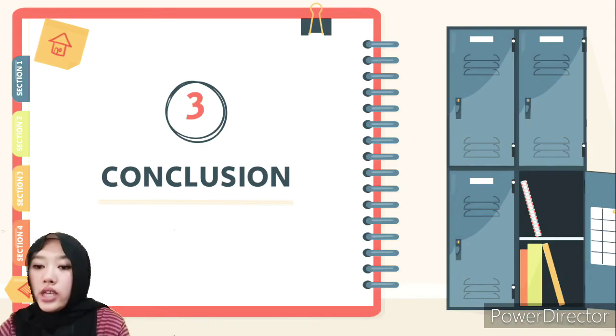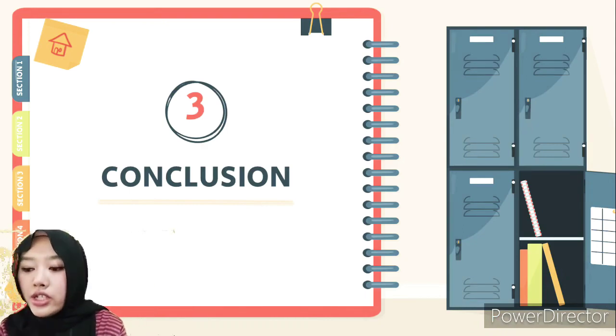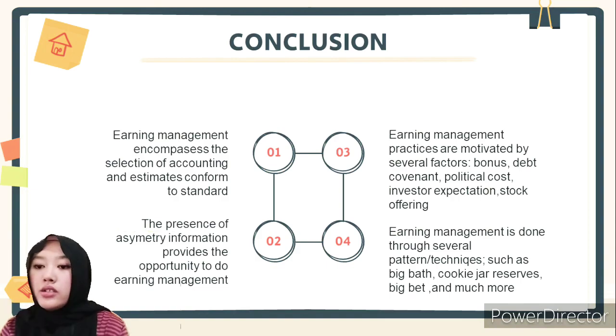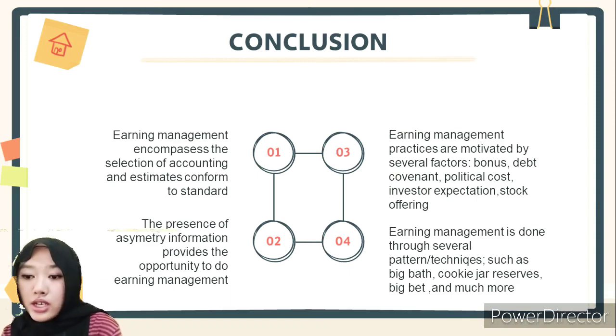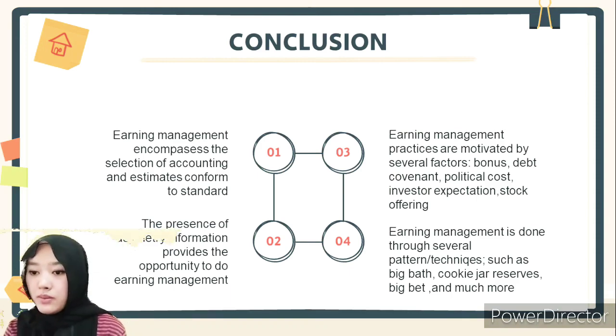Okay, we come to the conclusion of the paper. The first one, earning management encompasses the selection of accounting policies and estimates that conform to the standard. The presence of information asymmetry provides the opportunity for the manager to do earning management.